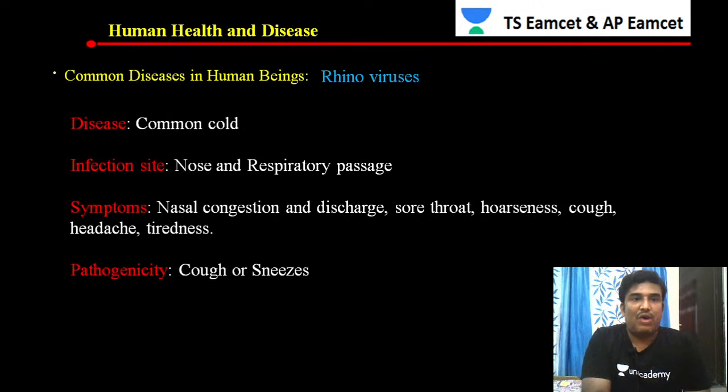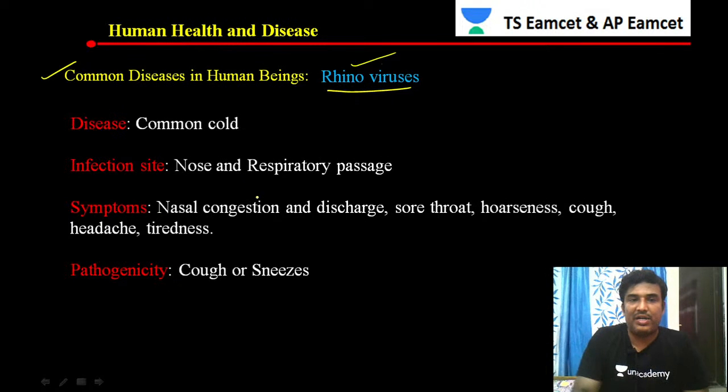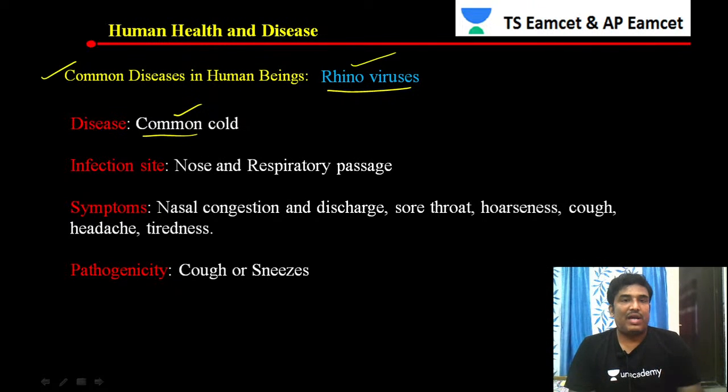Okay, let us move to the next common disease in human beings. That was about pneumonia. Now the next one is rhinovirus. This occurs routinely in the majority of people, especially during the winter season, and even small children can get this infection. We call it the common cold, which is the reason the name is given as common cold.